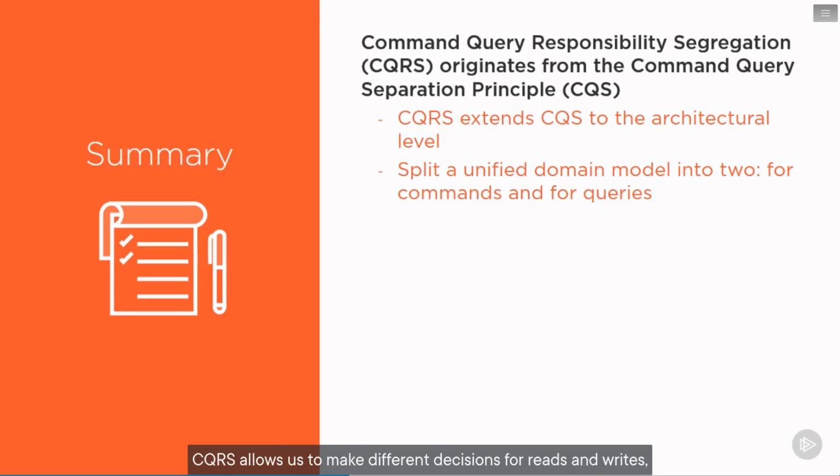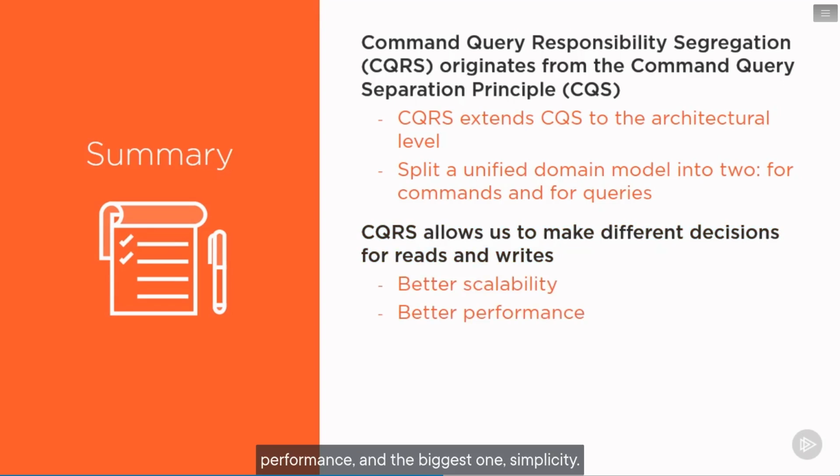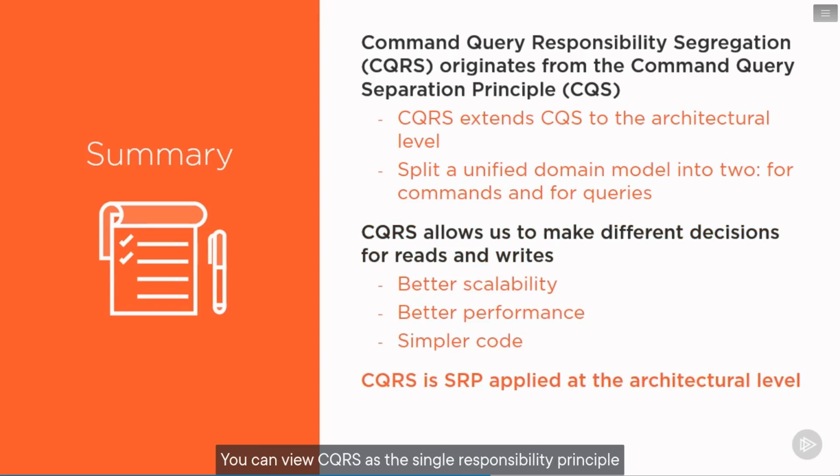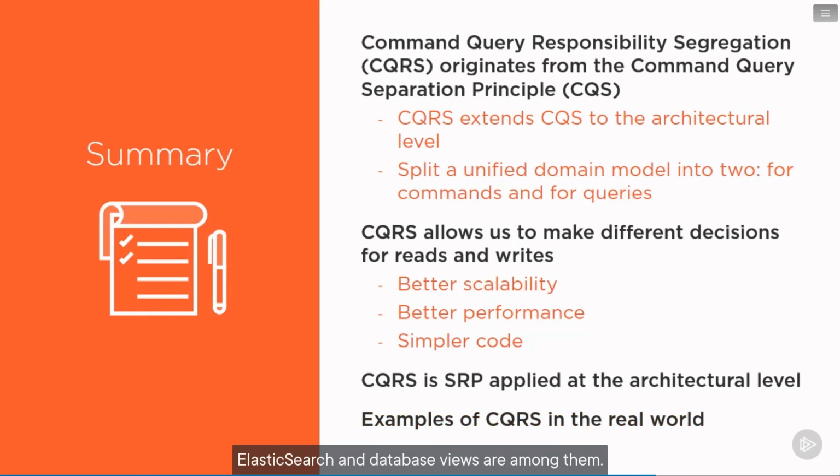CQRS allows you to make different decisions for reads and writes, which in turn brings three benefits: scalability, performance, and the biggest one, simplicity. You can view CQRS as the single responsibility principle applied at the architectural level. In the end, you get two models, each of which does only one thing and does it really well. We also discussed examples of applying the CQRS pattern in the real world. Elasticsearch and database views are among them.